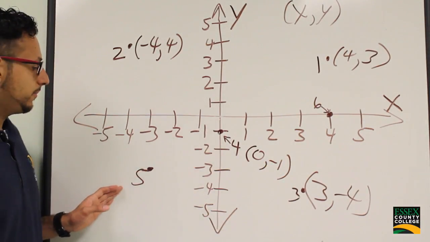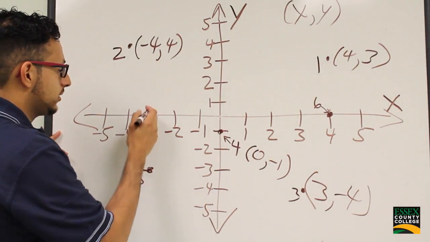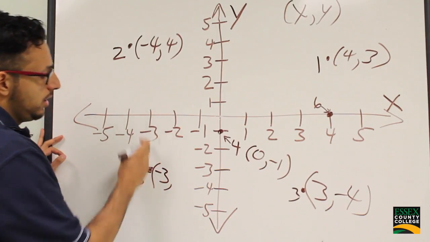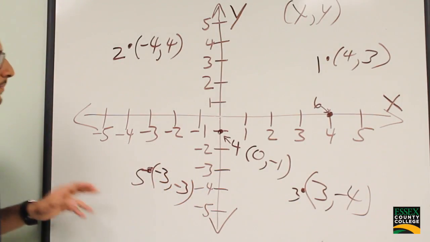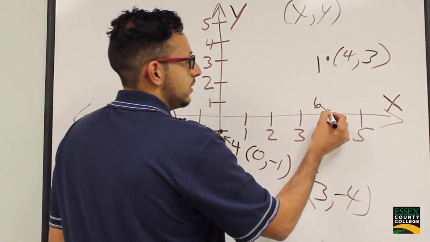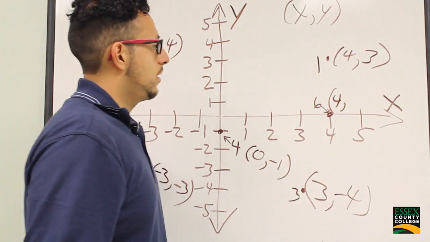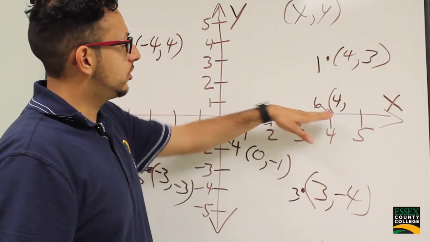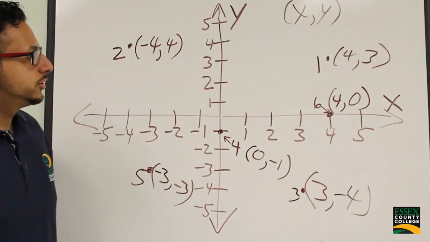Move on to the next point, 5. So we see here, for x, we always look at the x first, so it's at -3. And for y, it's at -3 also. Then we go to the last point, 6. For x, it's at 4. And for y, it stays here on the x-axis, so there's no y, it doesn't go up or down, so it's 0 for y.